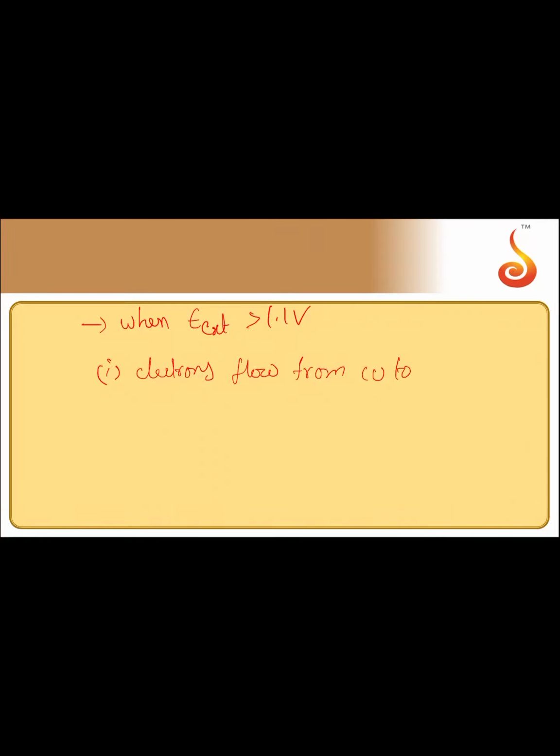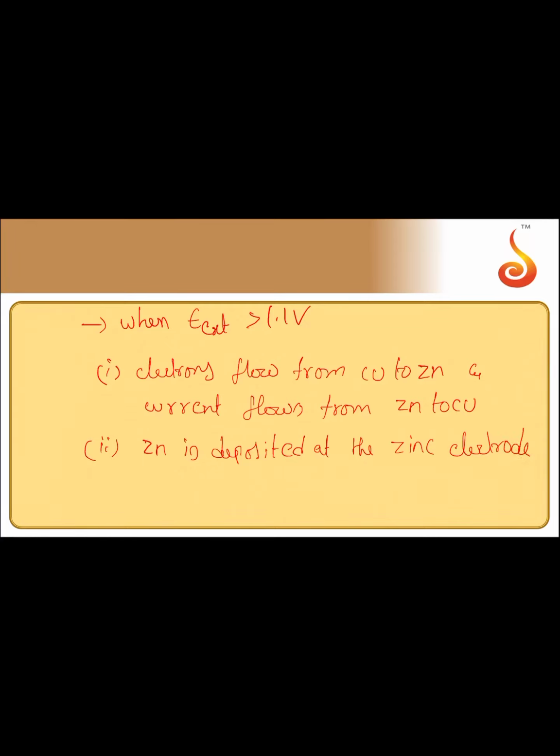copper to zinc and current flows from zinc to copper. And one more point is, zinc is deposited at the zinc electrode, and copper dissolves at the copper electrode. These are the three important points.